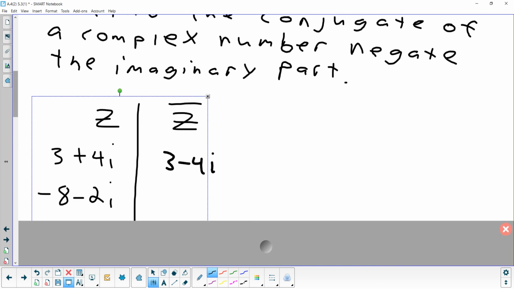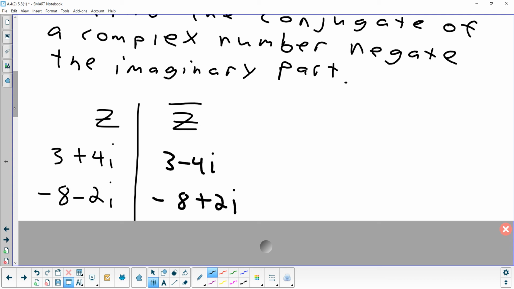How about negative 8 minus 2i? What would be the conjugate of that? Negative 8 plus 2i. Negative 8 plus 2i.